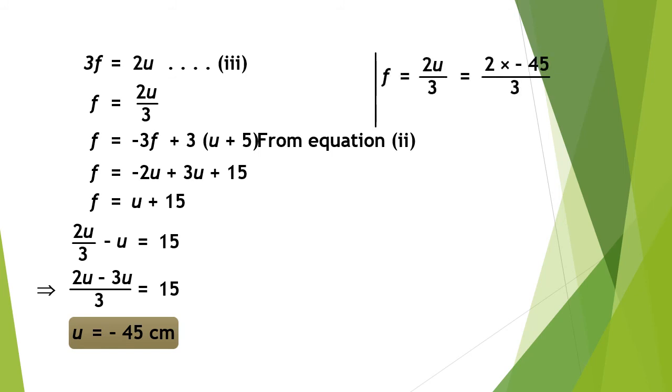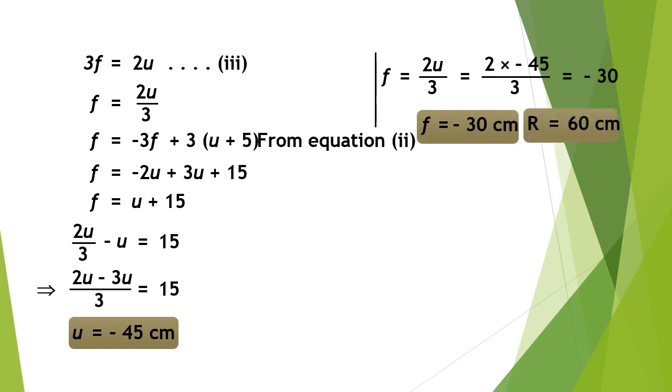So if we know f is equal to 2u by 3 and u answer came as minus 45. So by substituting the value 2 into minus 45 divided by 3, you are getting the answer minus 30. So focal length will become minus 30 centimeter. And radius will become 2 times of it, that is minus 60 centimeter.